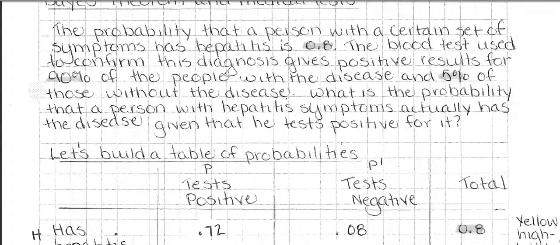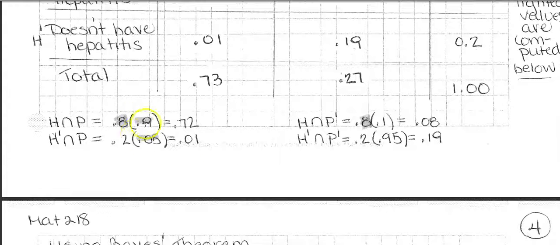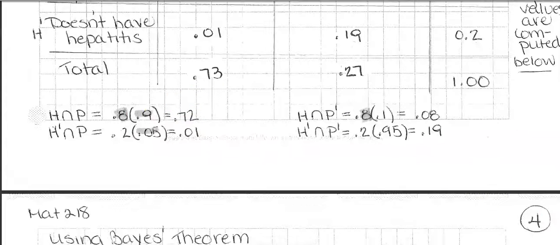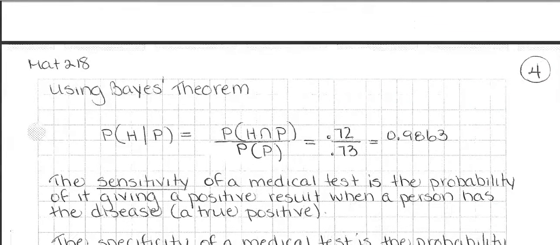So again, this is where we're getting these other numbers from, the 95% and the 5% here. So these are 5% of the population who don't have hepatitis but test positive anyway. And over here, you've got people who have hepatitis but don't test positive. So it's important to be able to look at the wording in the problem and understand what you're trying to solve here.